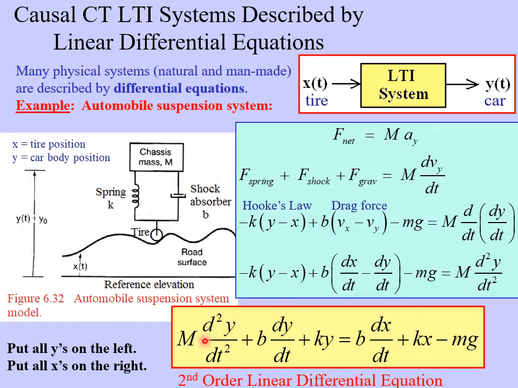So we have mass times second derivative of y plus b times first derivative of y plus k y, and then all the x's and anything else are on the right. So we have b times dx dt plus k times x minus mg. So this is a rather complicated differential equation, and this is called a second order linear differential equation because it has a second derivative as the highest derivative.